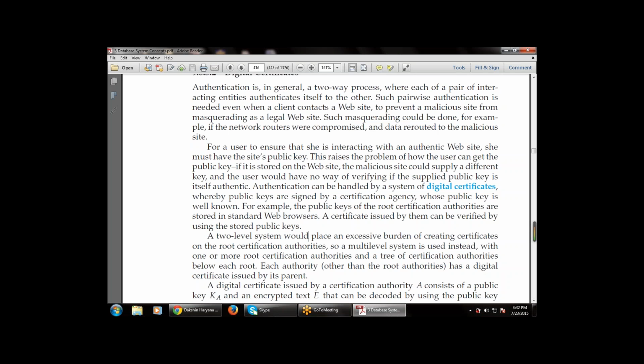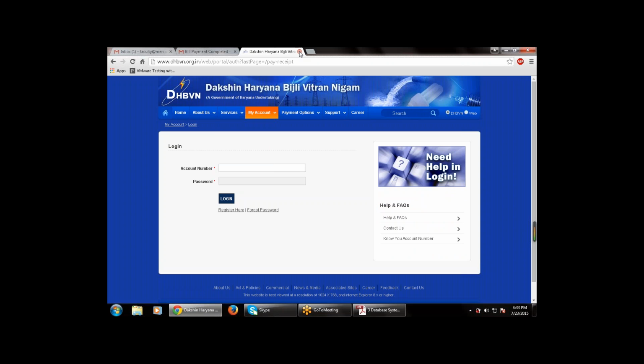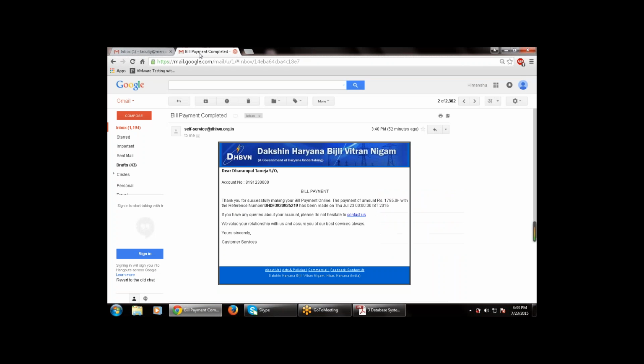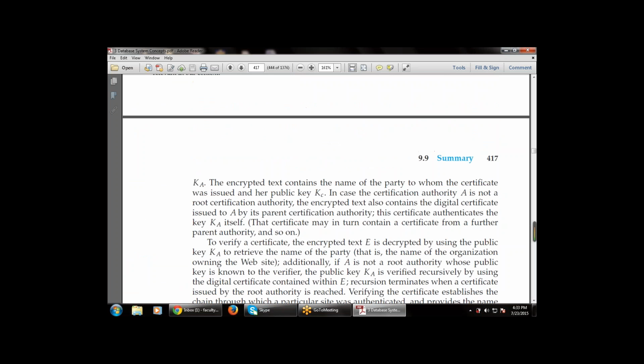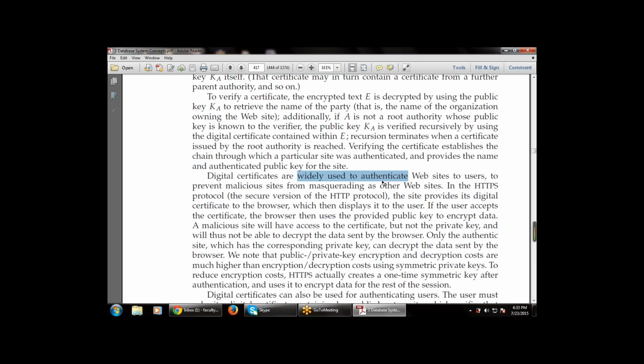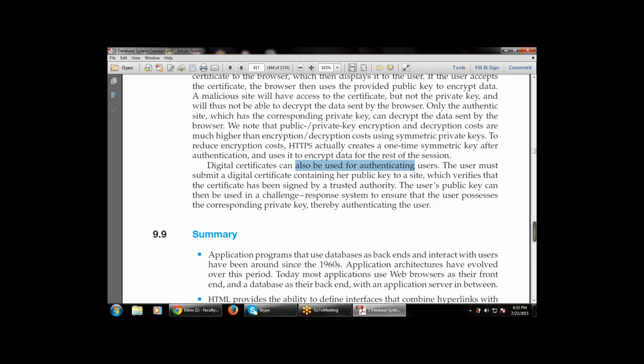Then a digital certificate issued by a certification authority consists of a public key and an encrypted key embedded with the public key and the private key. Digital certificates are also used to authenticate websites to the user, to prevent malicious sites from masquerading as other websites. Digital certificates can also be used for authenticating the users, whether the user is an authentic user or not.